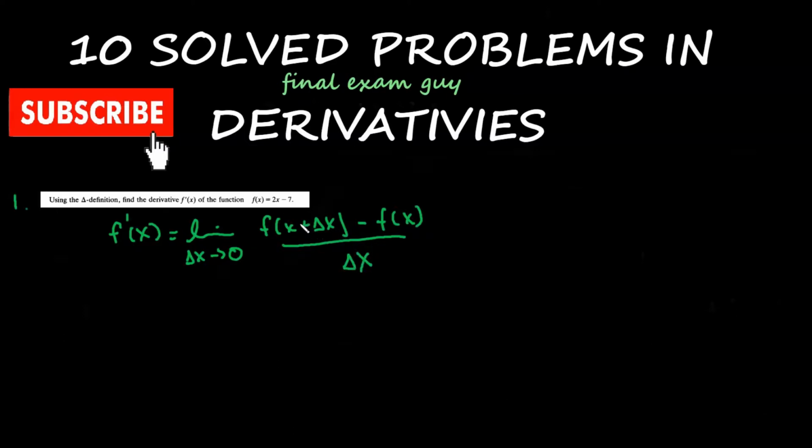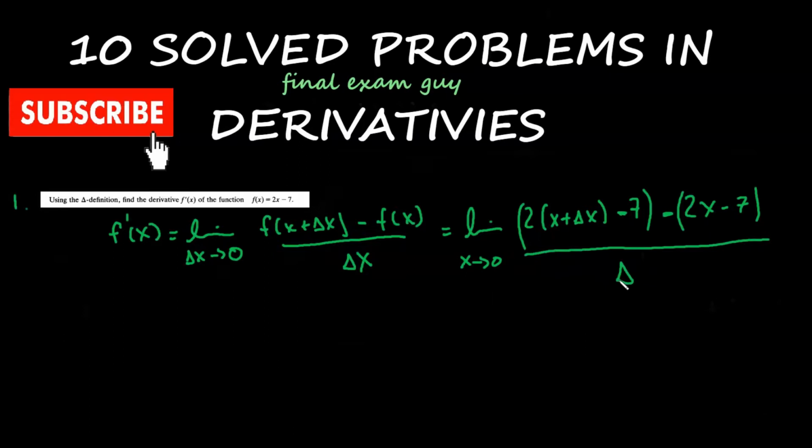So what you do here is that in this first term, wherever you have an x, you add a delta x to it in the function, and then you subtract from it the regular function, and you divide by delta x. So let's go ahead and do that here. I'm going to write the limit as delta x approaches 0 of 2, but instead of writing x, I have to write x plus delta x, minus 7. Yes, it's minus 7, and then we subtract the original function, and then we divide by delta x.